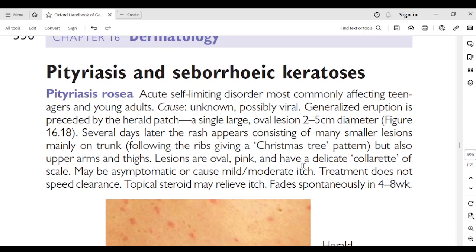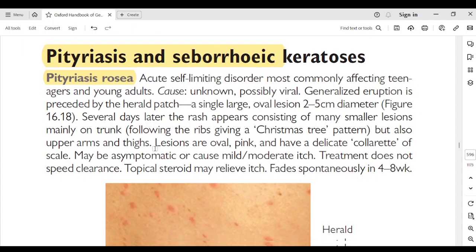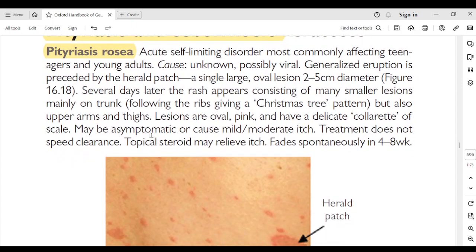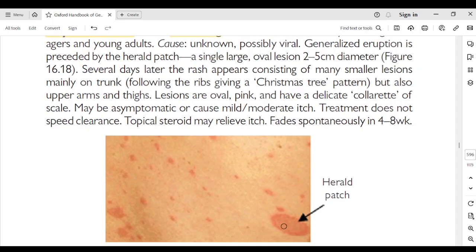Pityriasis and seborrheic keratosis. Page number 596. Pityriasis rosea. Acute self-limiting disorder most commonly affecting the teenagers and young adults. It is self-limiting. Cause is unknown, possibly viral. Generalized eruption is preceded by a herald patch. This one is the herald patch, and see, these are the generalized eruptions along the lines of Langer.